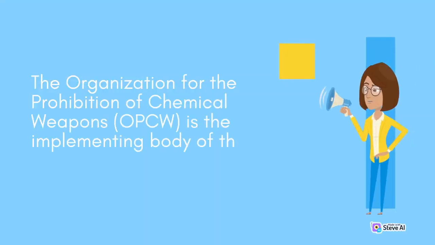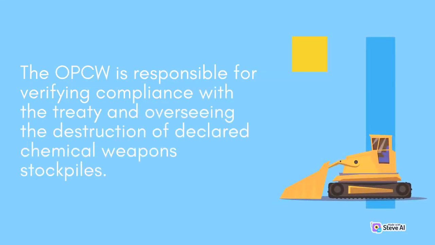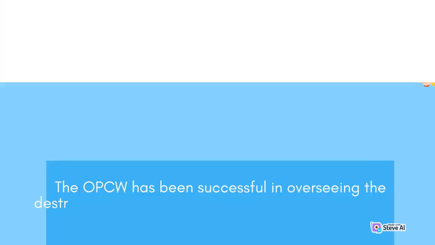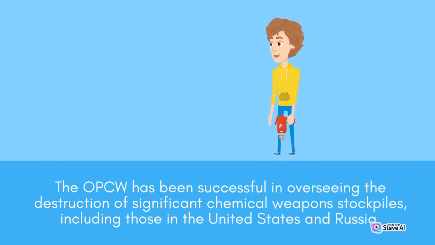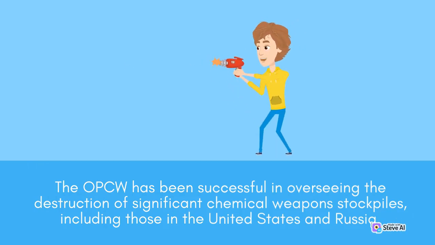The Organization for the Prohibition of Chemical Weapons, OPCW, is the implementing body of the CWC. The OPCW is responsible for verifying compliance with the treaty and overseeing the destruction of declared chemical weapons stockpiles. The OPCW has been successful in overseeing the destruction of significant chemical weapons stockpiles, including those in the United States and Russia.